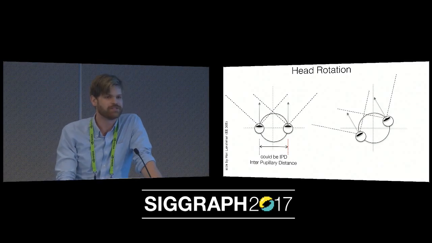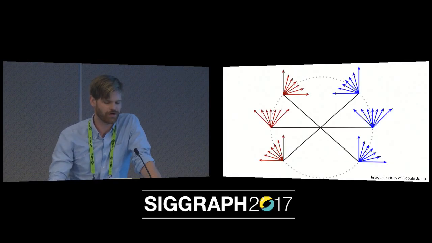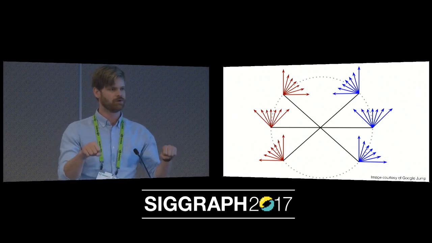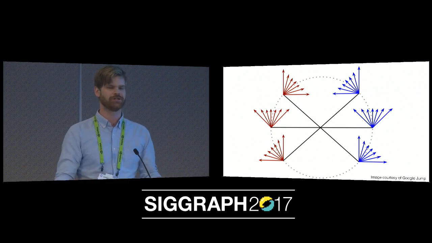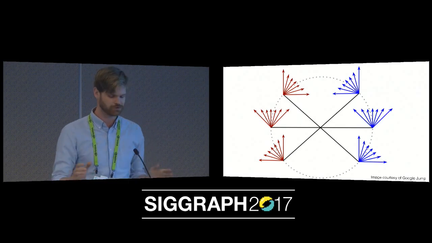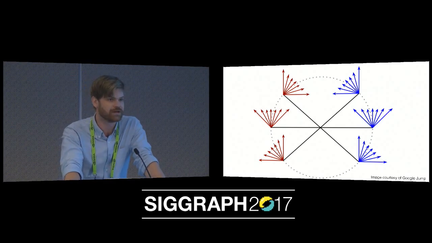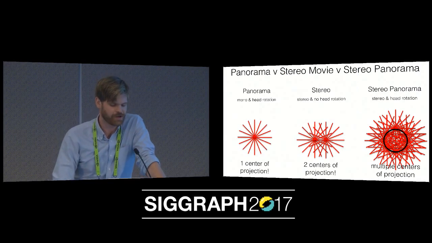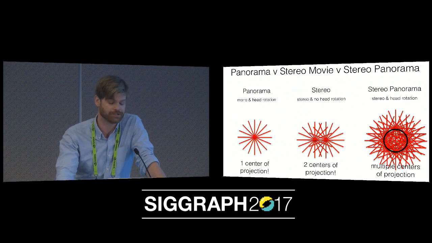So actually, the ideal representation that we'd like to have is one where we essentially take a pair of stereo cameras, put them on some arm, rotate them around, and capture full 2D information at every single point, representing an image at every different center of projection. This is essentially what we would like to have in a stereo panorama, a camera where we're able to capture the viewpoint from multiple centers of projection corresponding to every single head rotation, essentially capturing a full stereo view at every single head rotation.